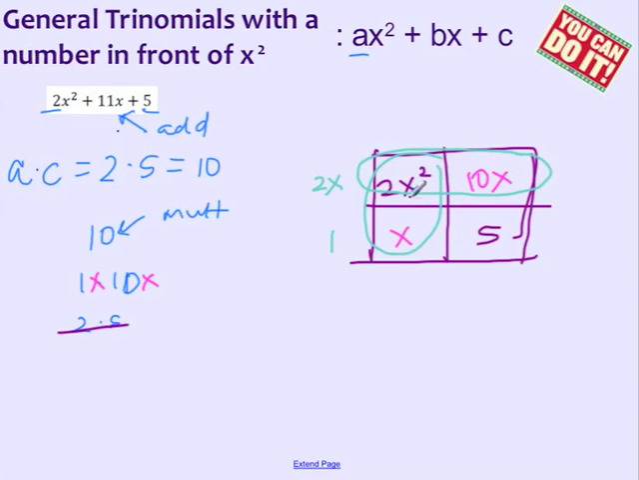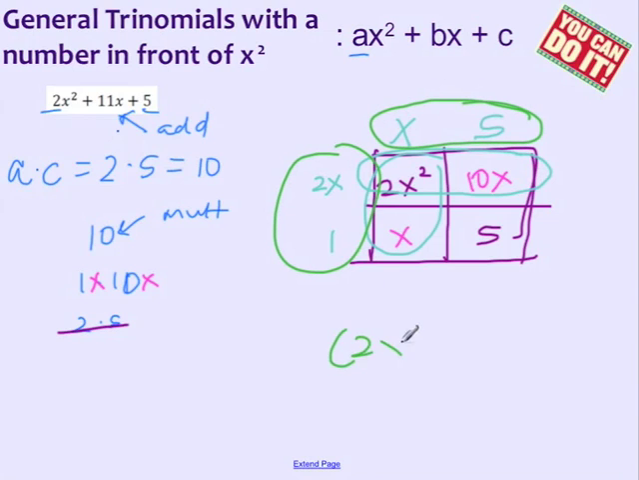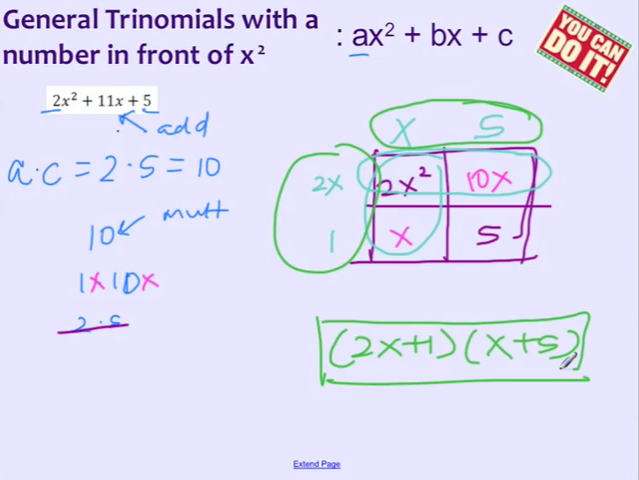Okay, what are they both divisible by? They both can have an x factored out. And here, they can both factor out a 5. And like before, our answers are right here. The way they are factored are 2x plus 1 and x plus 5. There is my answer, factored using our box method.